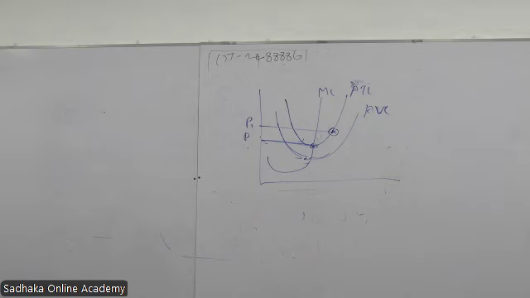Answer is answer number 4. Normal profits and produce above the minimum point of their average total cost curve.